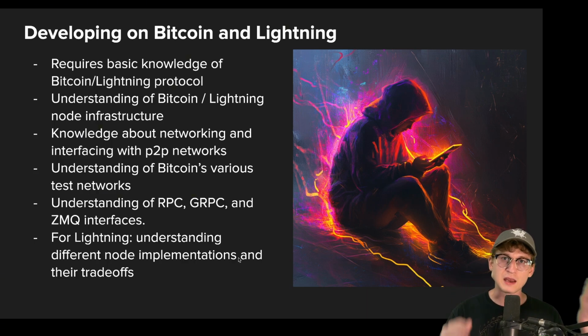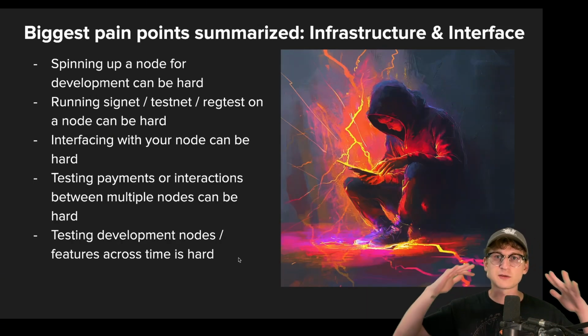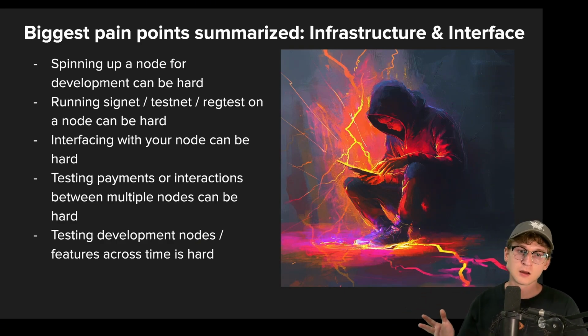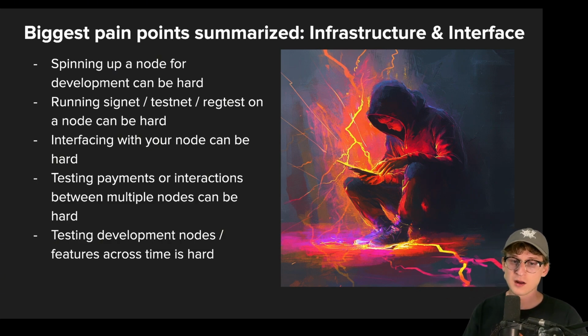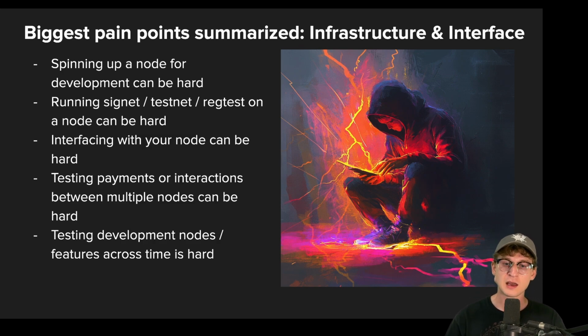But there's a lot of pain behind this. This makes for a barrier to entry for building on Lightning, right? And here are some of those points that really add to that. Spinning up a node for development can be hard. Running SIGNet, testnet, regtest on a node can be hard. It can take a while to set up. It's not readily available information. This stops a lot of people right from step 0 of trying to build on Bitcoin.